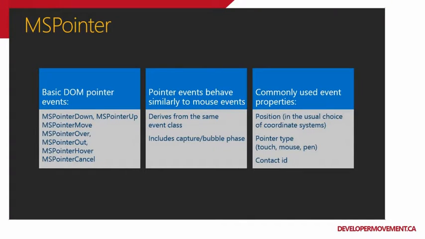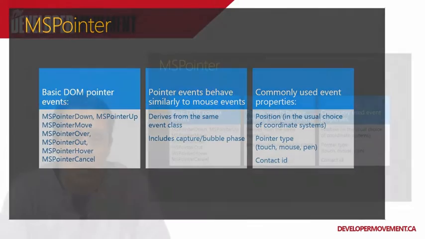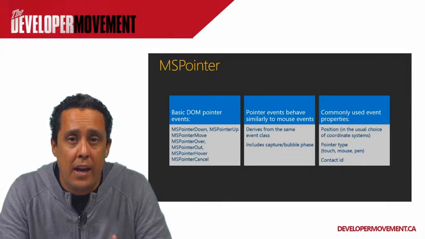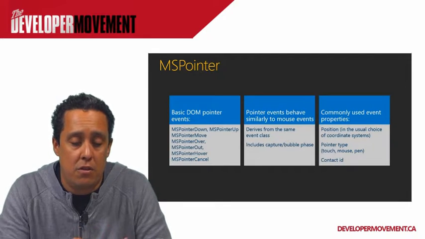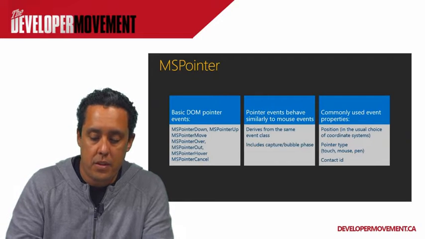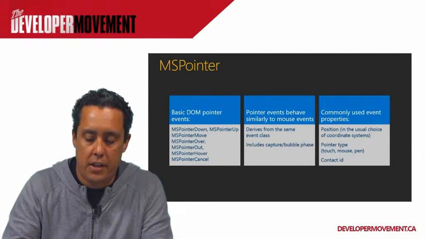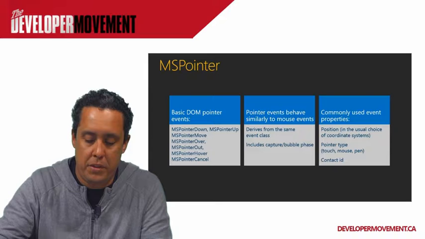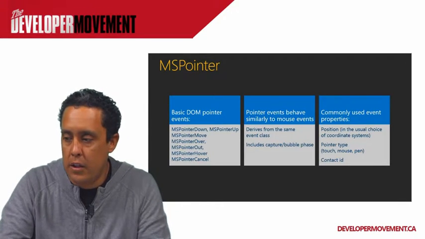And among the commonly used properties, you have your pointer type. You get to know if it's touch, if it's mouse, or if it's pen. And you get to know the position, using the coordinate system. It also passes you a contact ID. So you know which contact or which mouse movement is happening, or touch movement.